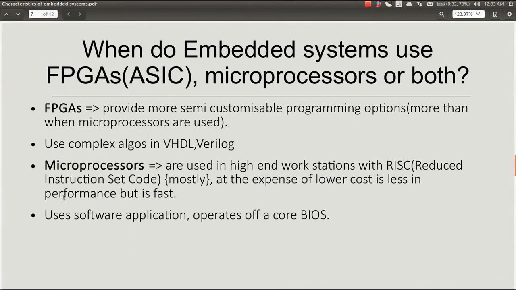When do embedded systems use FPGAs, that is application specific integrated circuits, or microprocessors, or both? FPGAs provide more semi-customizable programming options, that is they are more programmable than microprocessors are. They use complex algorithms in languages like VHDL and Verilog. Microprocessors are used in high-end workstations with reduced instruction set code, mostly at the expense of lower cost. It is less in performance but is fast, and microprocessors use software applications and operate off a core BIOS.